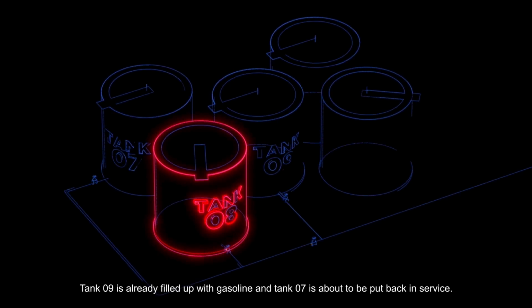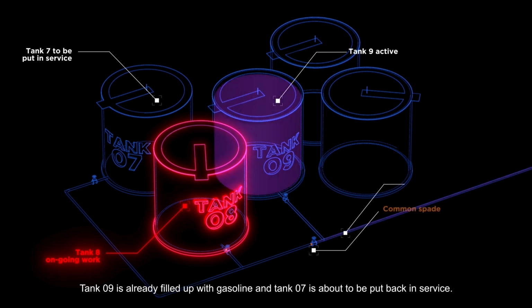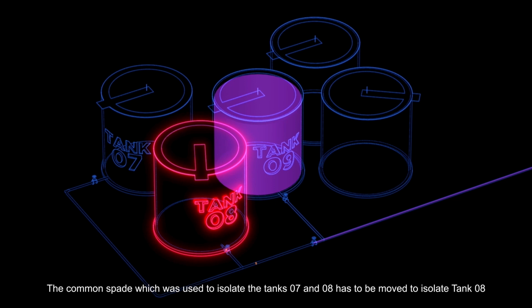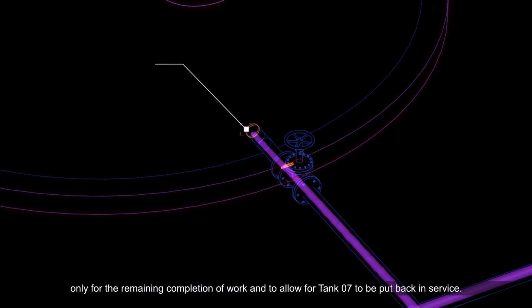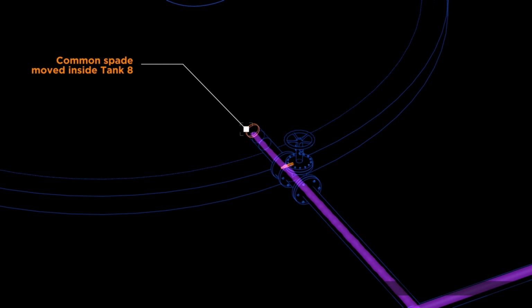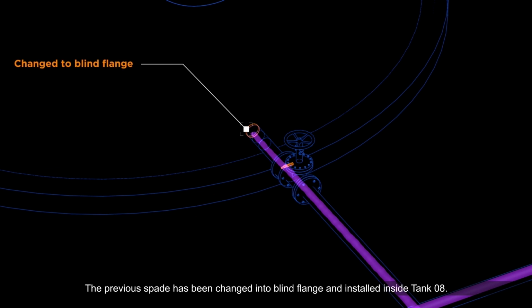To understand what happened, we need to go back 2 days earlier to the 2nd of October 2018. On Tuesday, the 2nd of October, 2 days before the accident, tank 09 is already filled up with gasoline, and tank 07 is about to be put back in service. The common spade, which was used to isolate the tanks 07 and 08, has to be moved to isolate tank 08 only for the remaining completion of work and to allow for tank 07 to be put back in service. The previous spade has been changed into blind flange and installed inside tank 08.